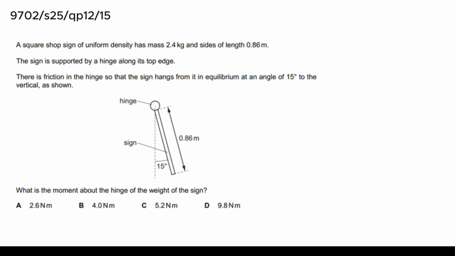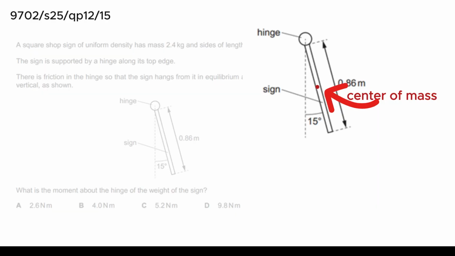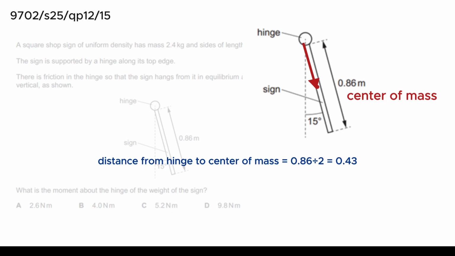Firstly, consider the center of mass of the sign. Since it is a uniform square plate, the center of mass where the weight effectively acts is at the geometric center. So the distance from the hinge to the center of mass would be half of the sign length, which is 0.86 divided by 2 equals 0.43. That's the straight line distance along the sign from the hinge to the center of mass.